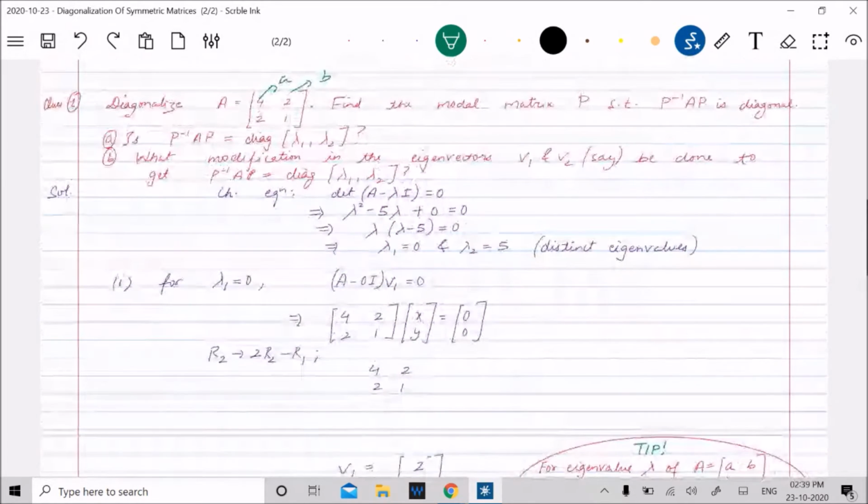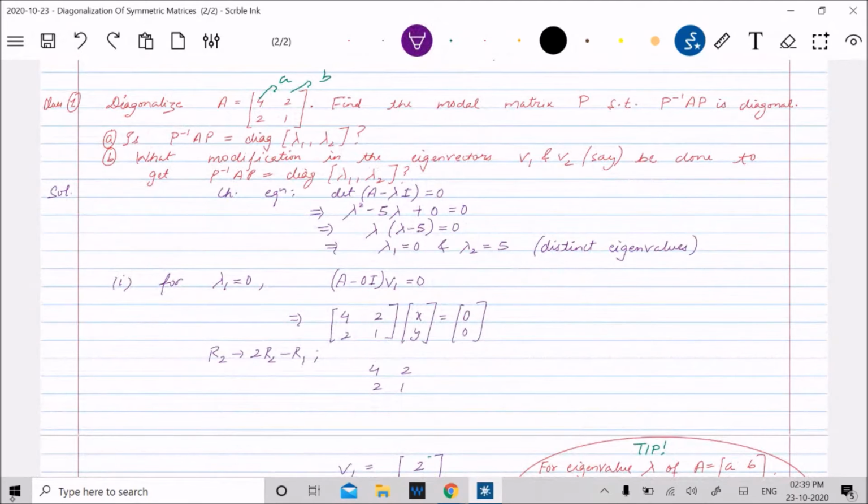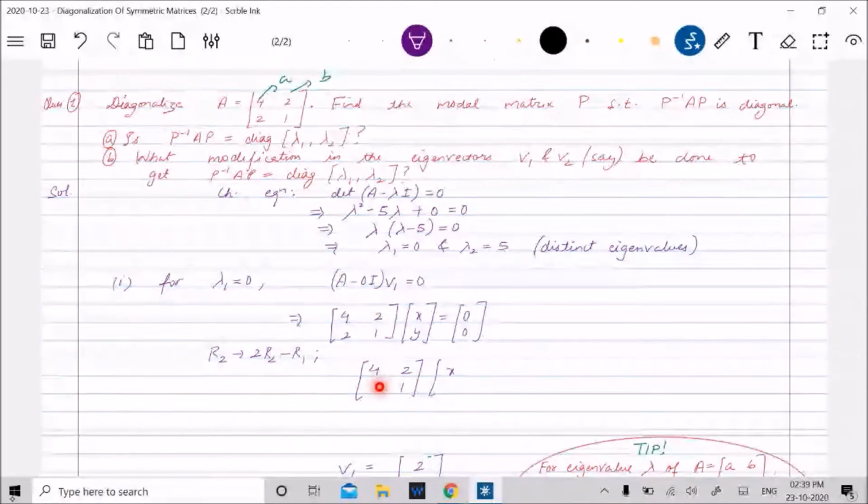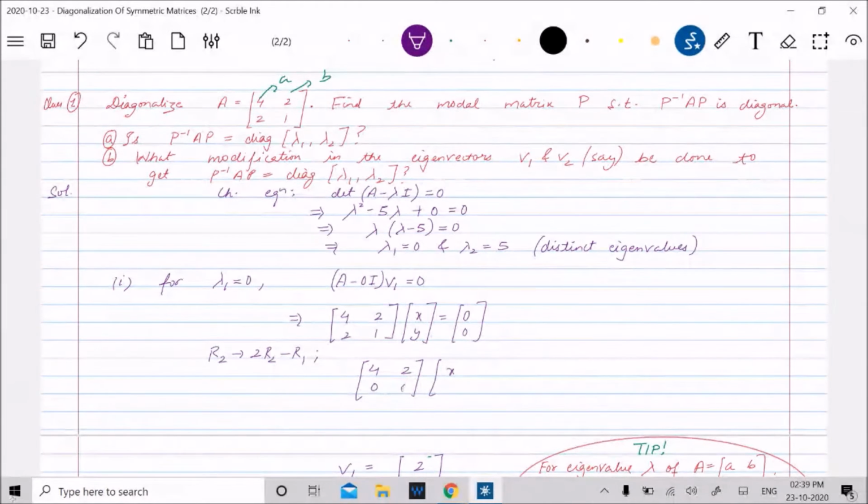Let me complete the calculation also. Applying this row operation, we will get, sorry, this will be 0 0 actually. 0 0, x y, 0 0. So that gives you an equation that is 4x plus 2y equal to 0. You have only one equation, and you have to assume one variable as arbitrary. Assume n minus r, where n is the number of variables, which is 2.